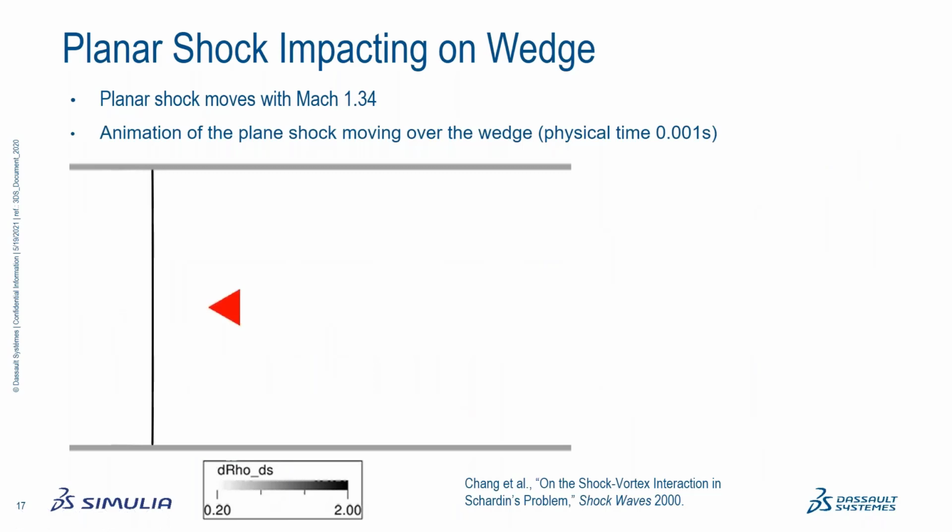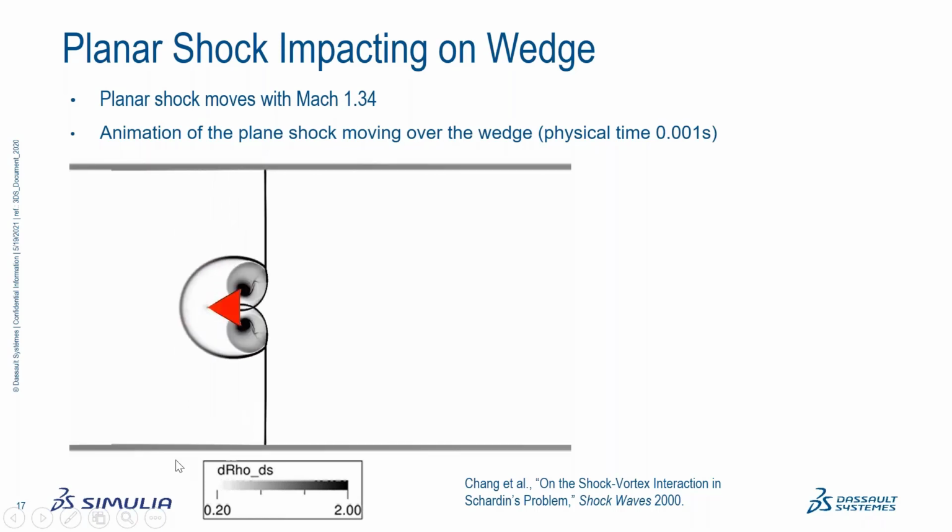Another fundamental test case is a planar shock wave impacting on a wedge. And what you can see here in this animation, once I start it, is a planar shock wave, so this black line, traveling with a Mach number of 1.34 over the wedge, which is the red triangle. And what we are showing here is the magnitude of the density gradient.